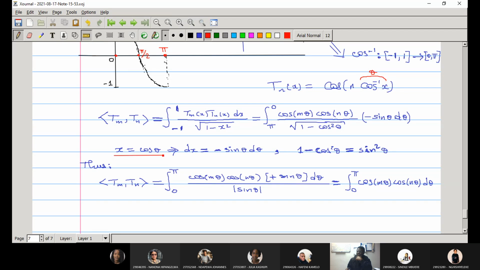So if I use this change of variable, dx, I differentiate, this is what I get. So this dx here becomes negative sine theta d theta. You see that the variable now is d theta. So we are changing from x to theta, right? And for that, we also look at the limits, negative 1 and 1. We see that negative 1 will become pi and 1 will become 0 in terms of theta.